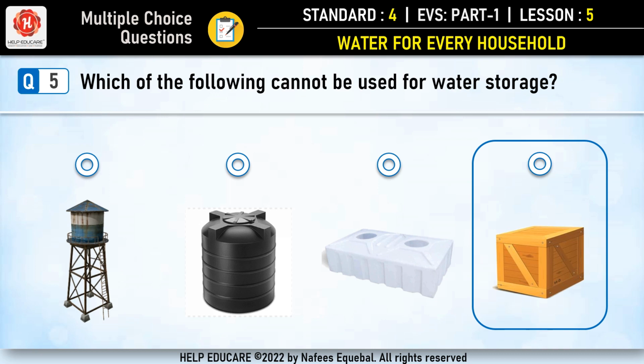Correct answer is, the fourth option. This is a wooden box and it is used for storing dry things.